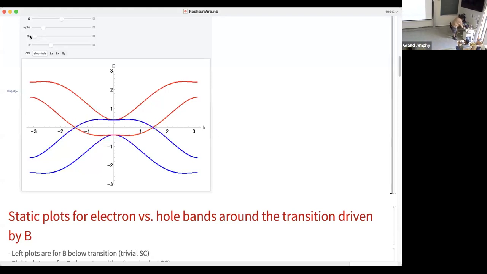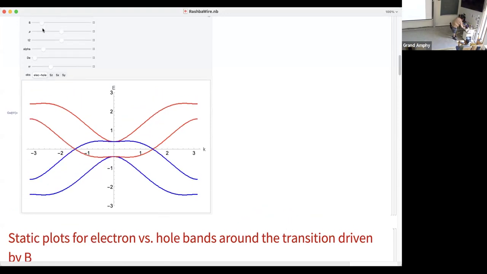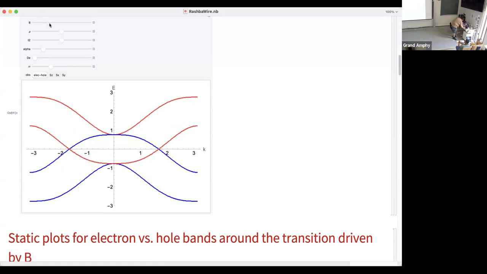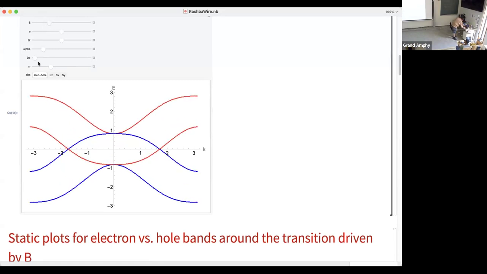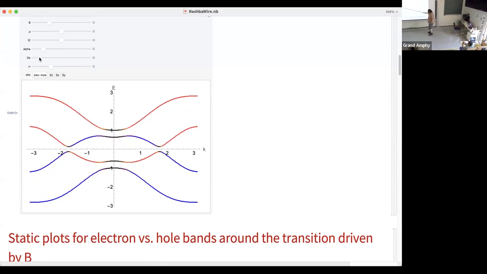Let me switch off the pairing again. And let me just increase a little bit the magnetic field, maybe. Like that. So it's more visible. We are just gapping out here. So this gap that opened here is now a topological gap. It's effectively a P-wave gap, because inside is one band.